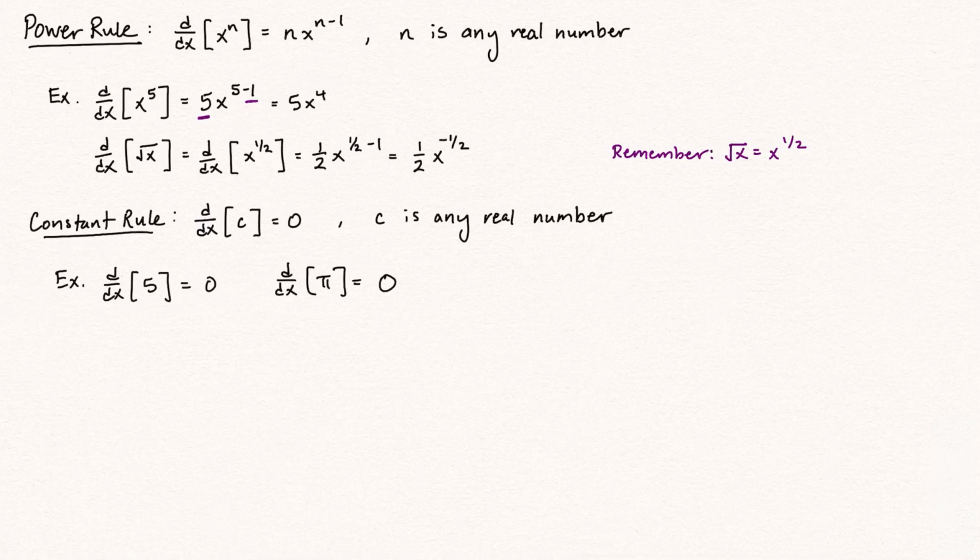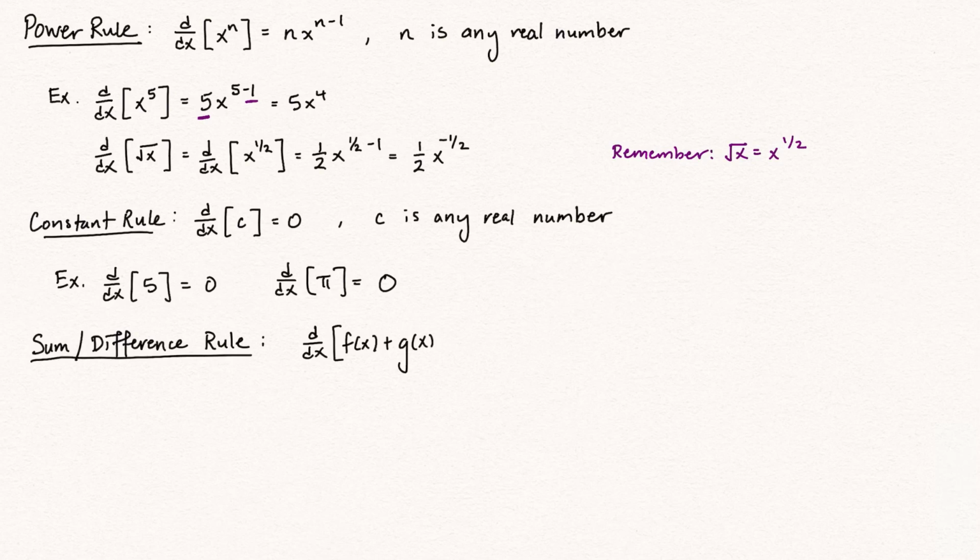Okay, so the next rule that I want to look at is the sum and difference rule. And I'm purposely grouping these two rules together because they basically act the same way. And we're going to see why in just a second. So for the sum variation of this rule, we get that the derivative with respect to x of the quantity f of x plus g of x is equal to the derivative with respect to x of f of x plus the derivative with respect to x of g of x.